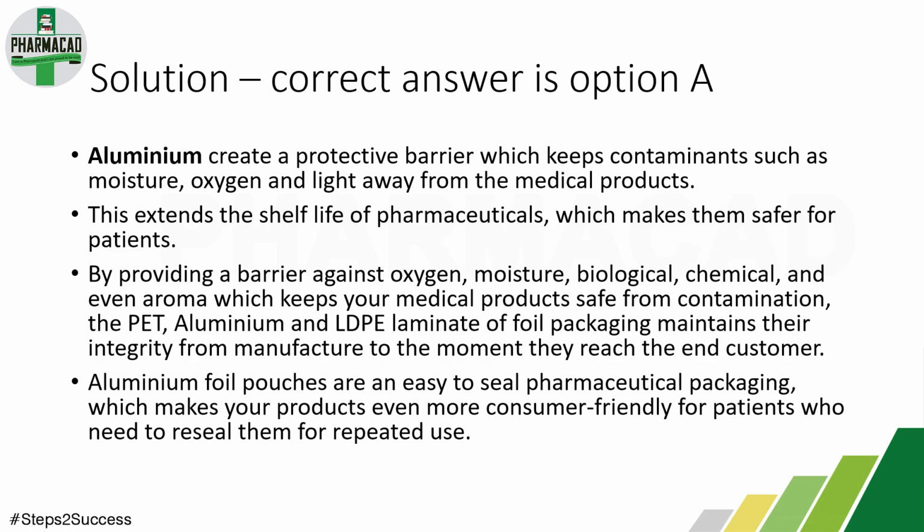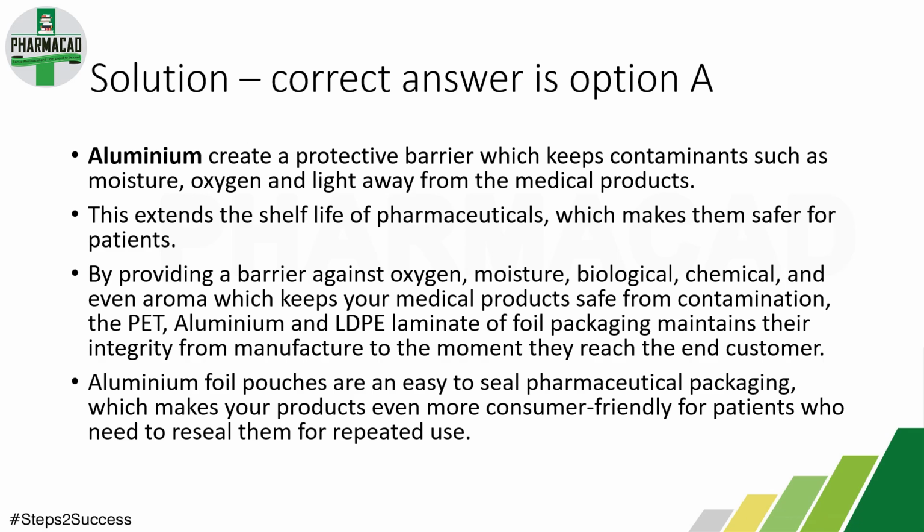When it comes to oxygen, contact with the raw material or pharmaceutical material causes oxidation, which degrades the pharmaceutical product. Aluminium extends the shelf life of pharmaceuticals, which makes them safer for the patient, and that is the reason aluminium is most commonly used, as it provides a barrier against oxygen, moisture, biological, chemical, and even aroma, which keeps our medical product safe from contamination.